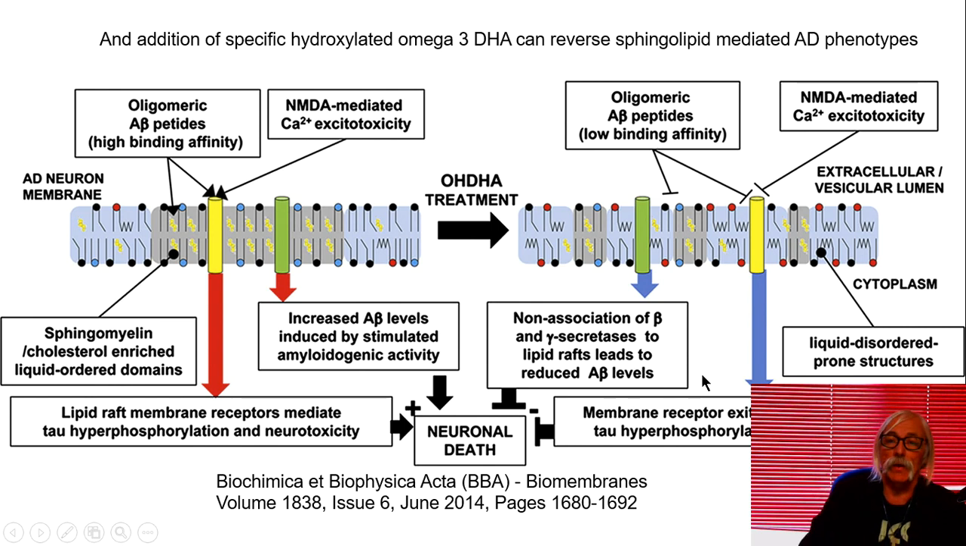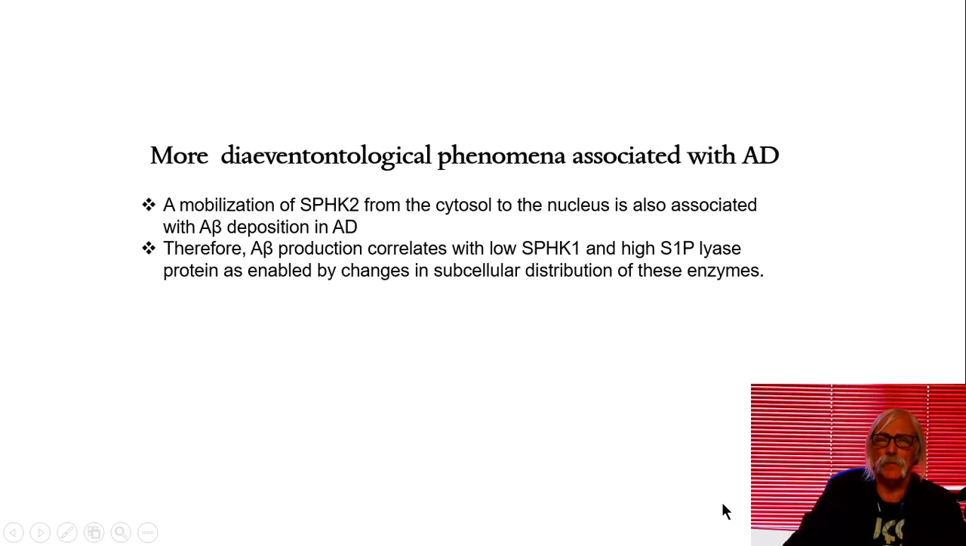anti-prodromal AD pathway. So membrane receptor exit from lipid rafts reduces tau hyperphosphorylation. Don't get that anymore, and therefore no neurotoxicity from the neurofibrillary tangles. All of that then is believed to be neuroprotective. And so this needs to be followed up in the animal model. It's an interesting paper, and it has been.